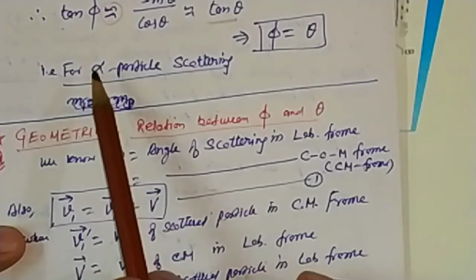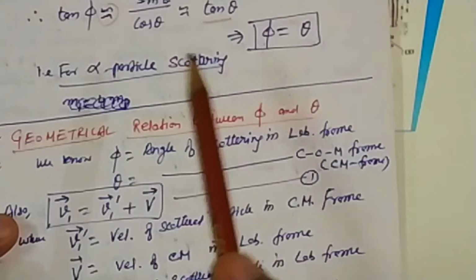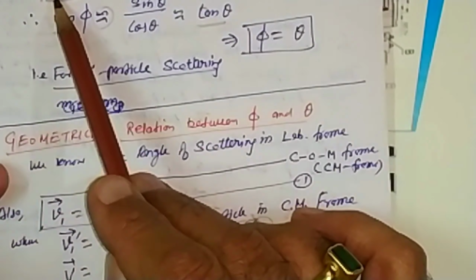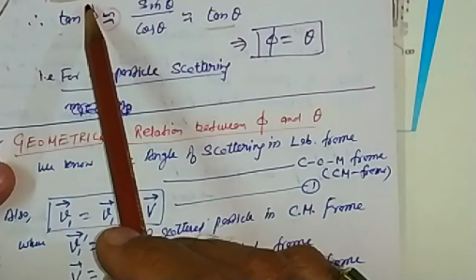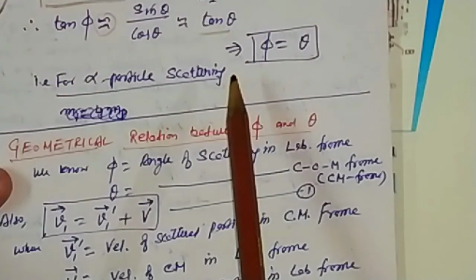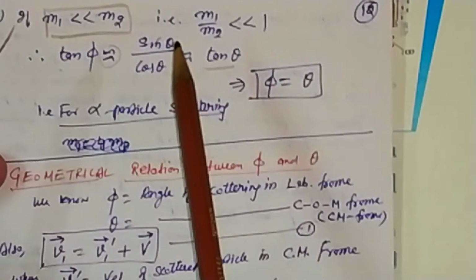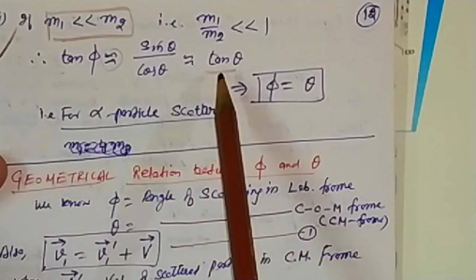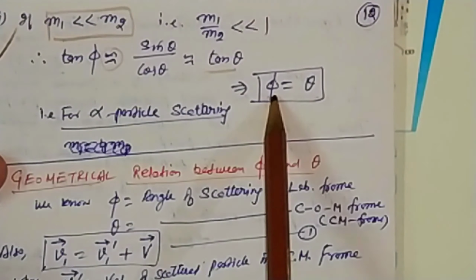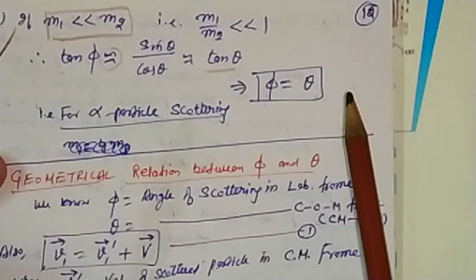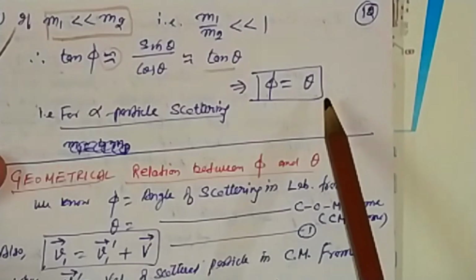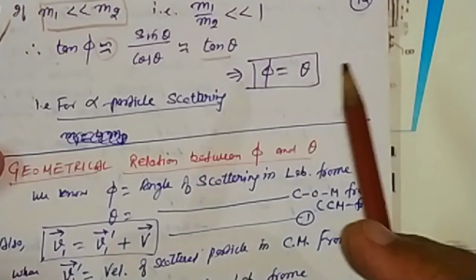For the alpha particle scattering experiment, this case is applicable because the mass of the alpha particle is less than the mass of the nucleus of the gold atom. So in this case, both these angles are equal: the angle of scattering in lab system is equal to the angle of scattering in center of mass system.